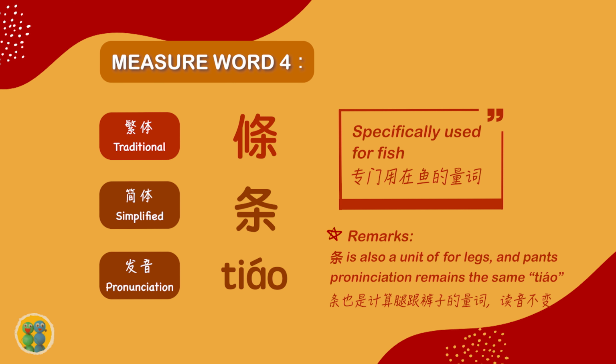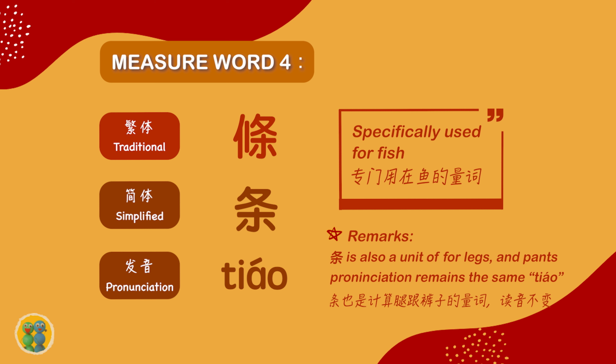The fourth measure word is tiáo. Tiáo is mainly used for fish in the animal category, but tiáo is also a unit for counting legs and pants, and the pronunciation remains the same, tiáo.